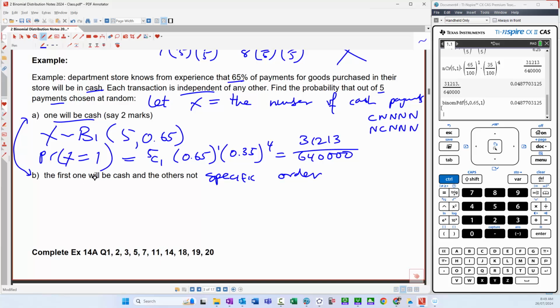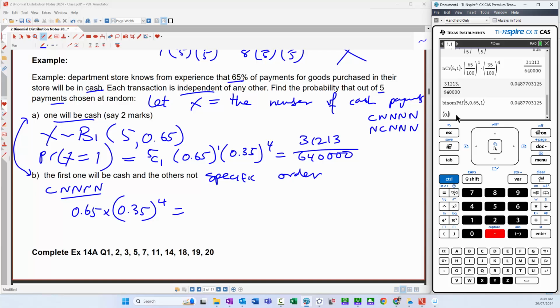Okay, so the first one has to be cash, and then it's not cash, not cash, not cash, not cash. So in fact, what we're not going to use at the moment is binomial, but we're just going to imagine the tree diagram and go, okay, so the first one is going to be cash. What's the chance of that? 0.65. And then the last 4 are not cash, so it's going to be 0.35 to the 4. Okay, so we don't get the 5 separate branches that have cash in different places. It's got to be this very specific branch.